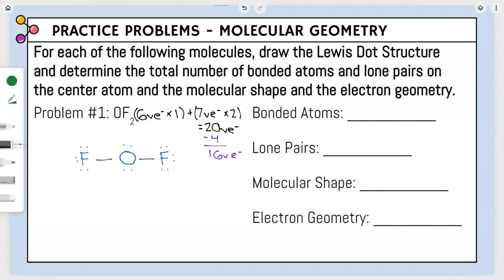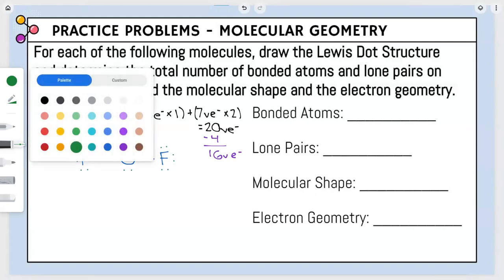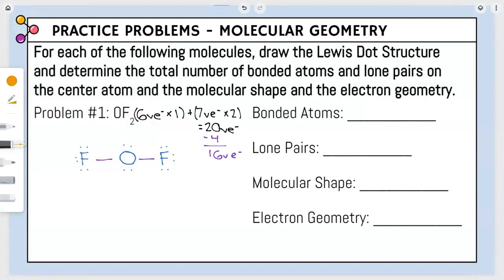Before we say this is our Lewis dot structure, we have to figure out if all of these elements follow our octet rule. When we look at our Lewis dot structure, all of these atoms have 8 valence electrons around them. So that is our Lewis dot structure for number 1.